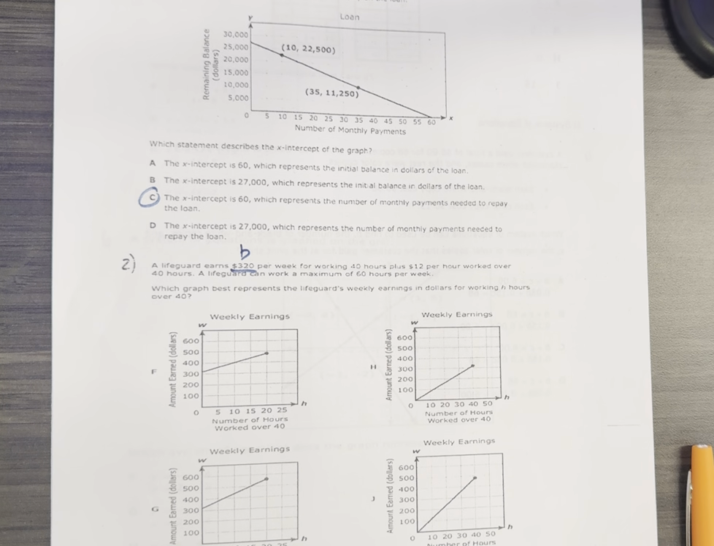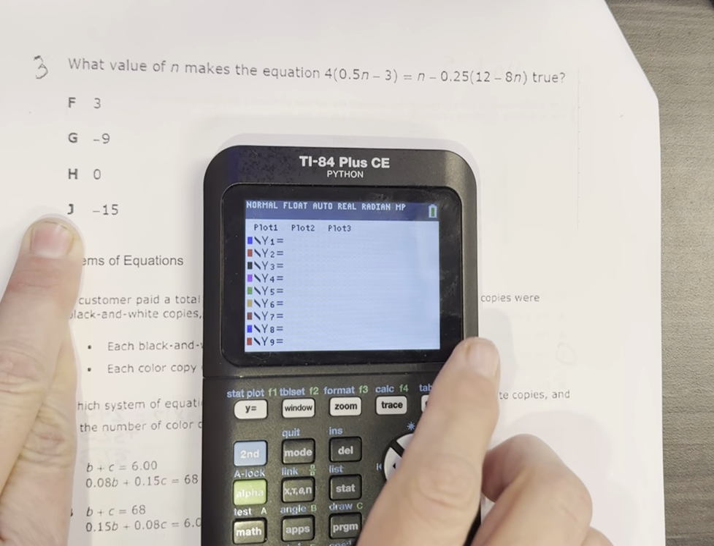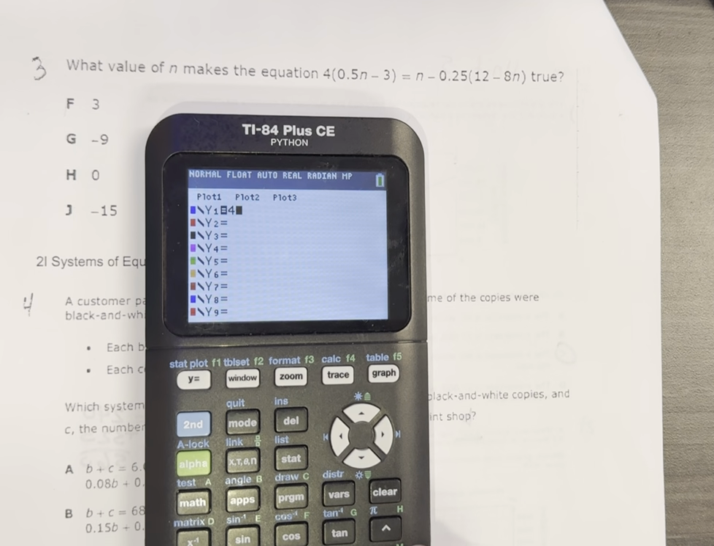What'd y'all get? G. Okay, so how would you do that on the calculator? Replace N with the answer choice. That would work. Or you can put the left side in Y1. I did hear mostly the correct answer. And then instead of N, you're going to use X.